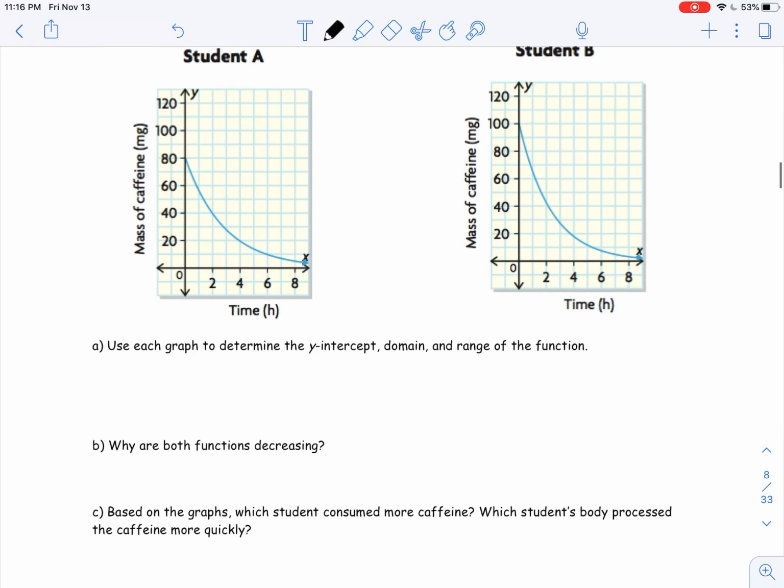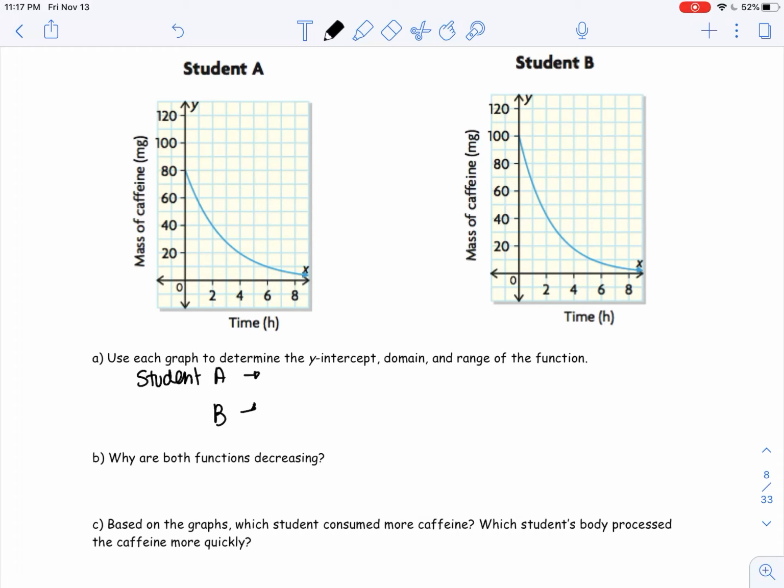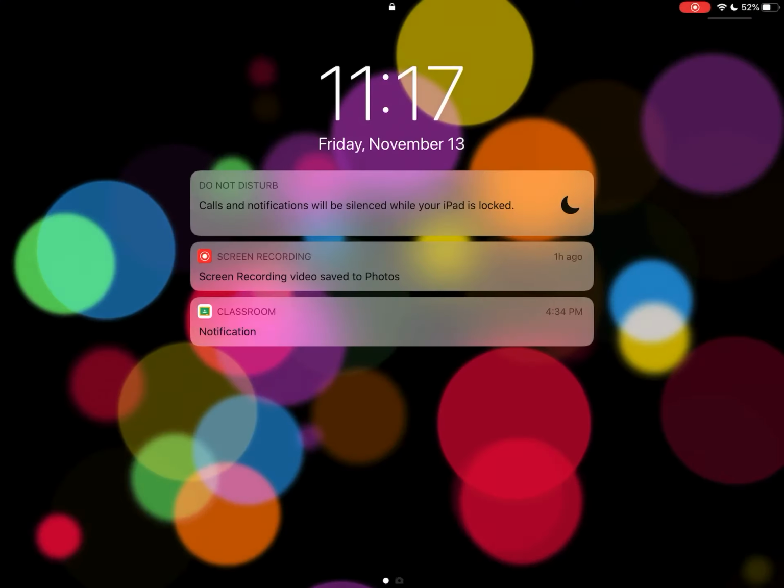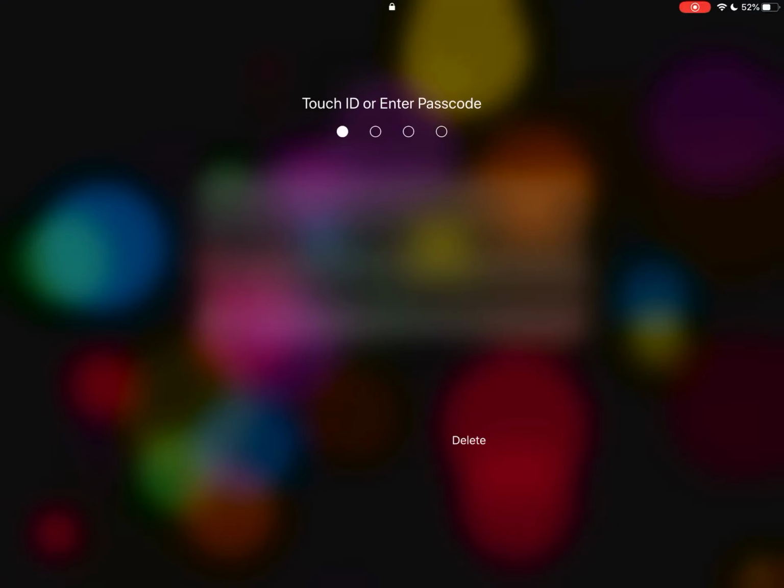Student A, the y-intercept is always going to represent when x is equal to 0. So the y-intercepts are always when time, in this case, is 0. It's always your initial starting point. So where do you start? Well, this graph starts right here and this graph starts right here. So initially, how much caffeine is ingested? Student A ingested 80 milligrams of caffeine because that's where the graph starts. Versus student B ingested 100 milligrams of caffeine. So those are your y-intercepts.